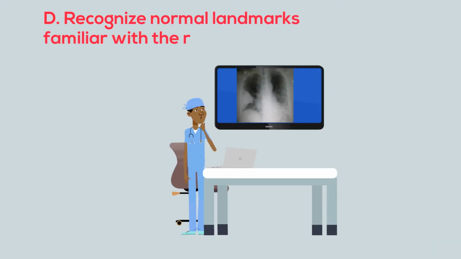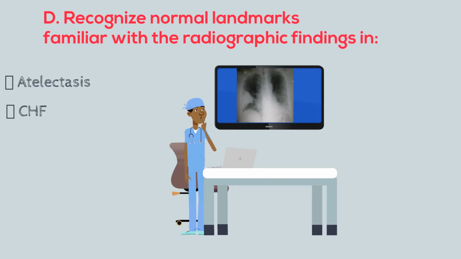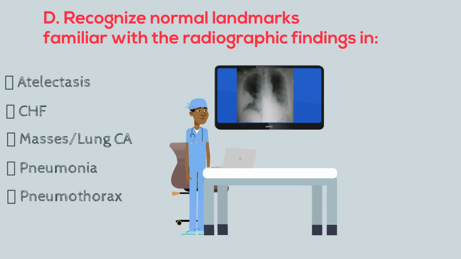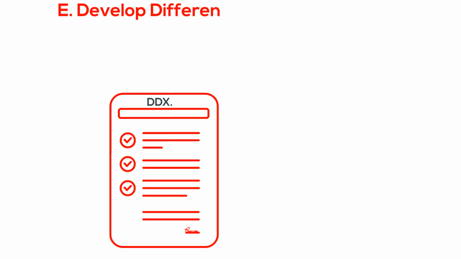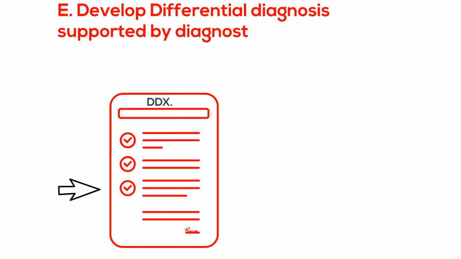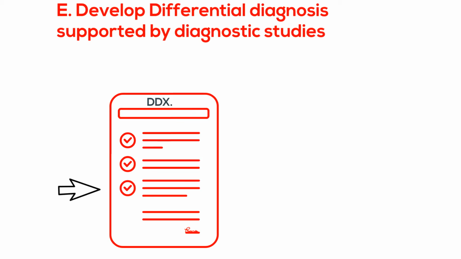Students should be able to recognize normal landmarks on chest radiographs and be familiar with the radiographic finding in atelectasis, CHF, masses/lung cancer, pneumonia, and pneumothorax. Students have to develop differential diagnosis that is rank ordered from the most likely to the least likely, and each diagnosis supported by diagnostic studies.